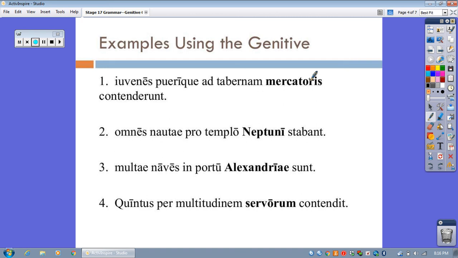What do you guys notice about where the genitive noun comes in the sentence? Now you might have noticed that it typically comes toward the end of the sentence, but more importantly, it comes right after the noun that it is possessing. And that's a standard rule of Latin word order.